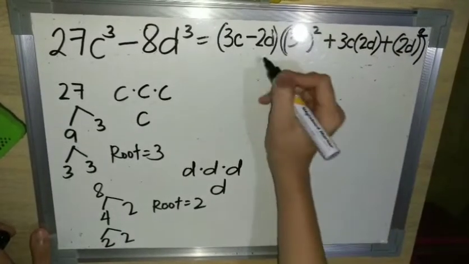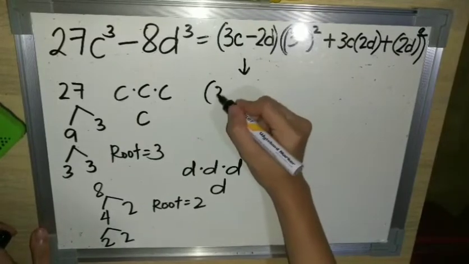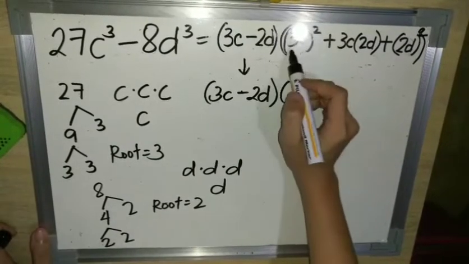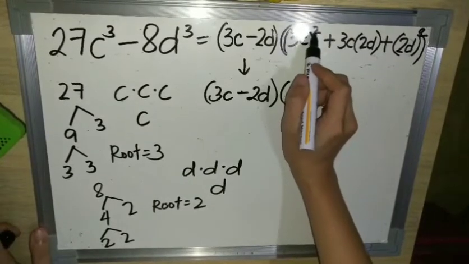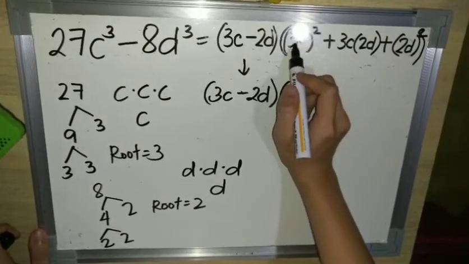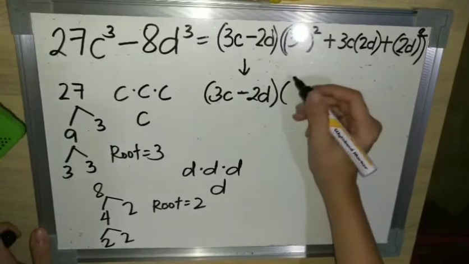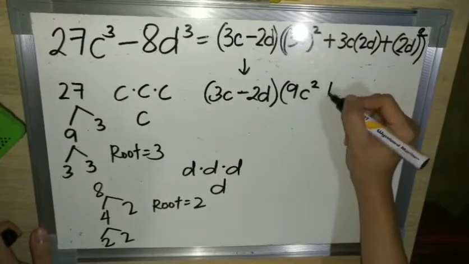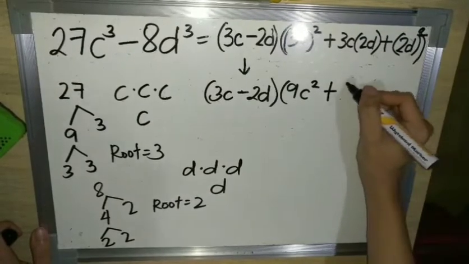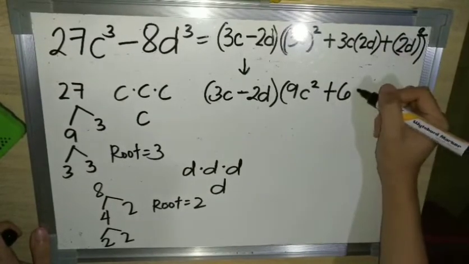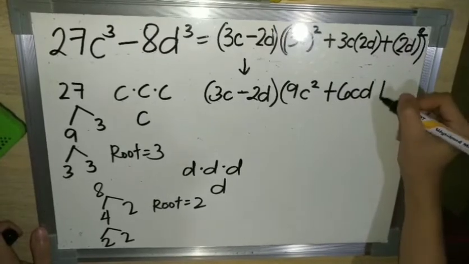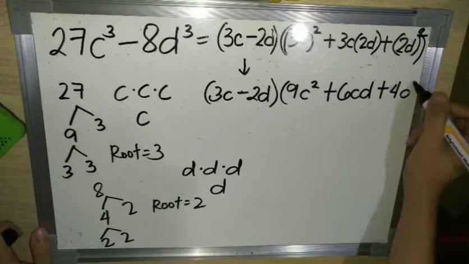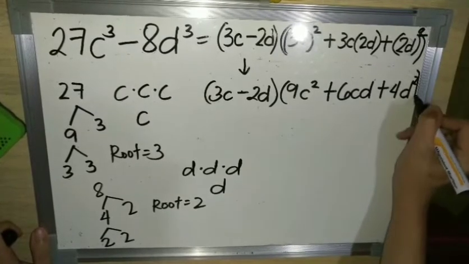Okay. So, copy this one. So, we will have 3c minus 2d times 3 squared. That is not 3 times 2 again. It is 3 times 3. Dalawang 3. So, that is 9c squared plus 3 times 2 is 6. Then, copy the two variables. You have c, d plus dalawang 2. So, that is 2 times 2, which is 4d squared. So, yan po yung sagot natin.